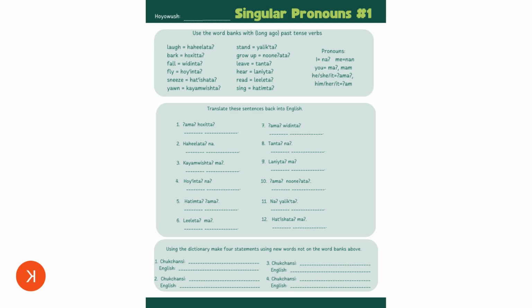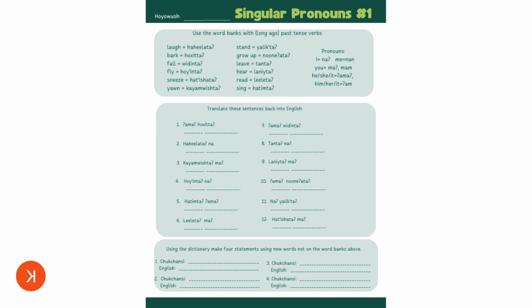For number 2, hahelata, na. Hahelata is to laugh. And then you have the word na for I, so I laughed. And remember, in Chukchansi you can do it in any order. Usually the verb is first, so that's why you'll see it. But it doesn't matter what order it's in. Put it in the order in English that makes sense, because in English we have to do word order. In Chukchansi it doesn't matter. So even though it might say hahelata na, laughed I, you want to make it make sense in English. So I laughed.